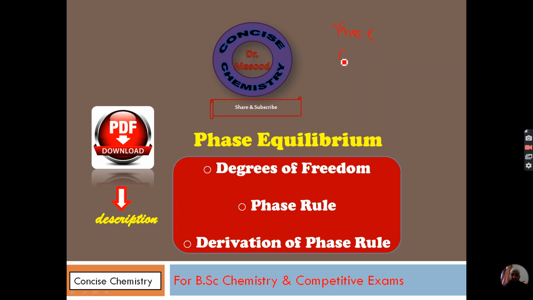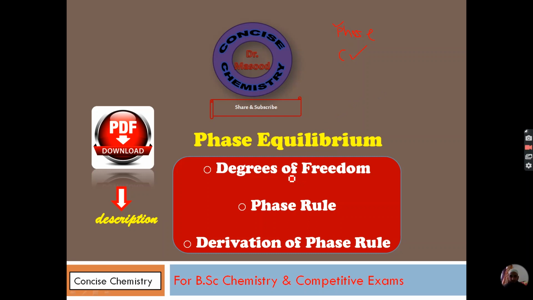उसके बाद जो second term हमने की है, that is the component C. The component we have already defined. The component is actually the minimum number of chemical species which are necessary to be specified to define the composition of all the phases. ठीक है? So that we have also done.